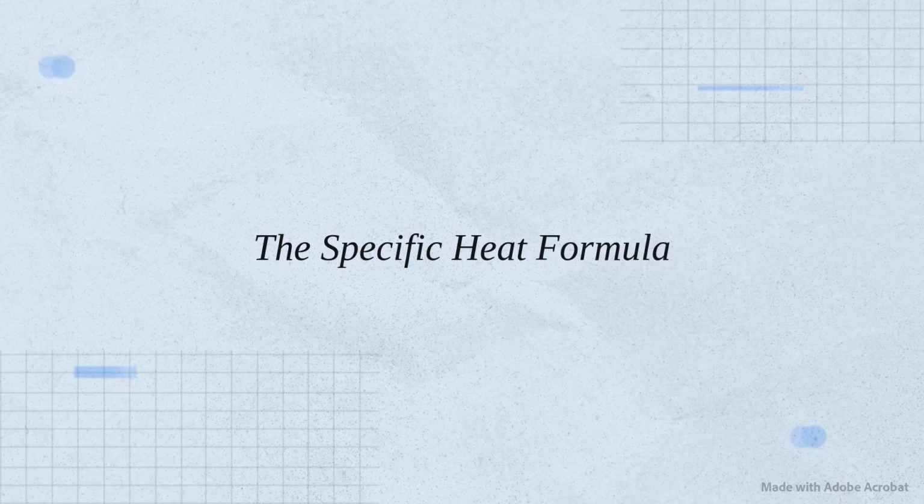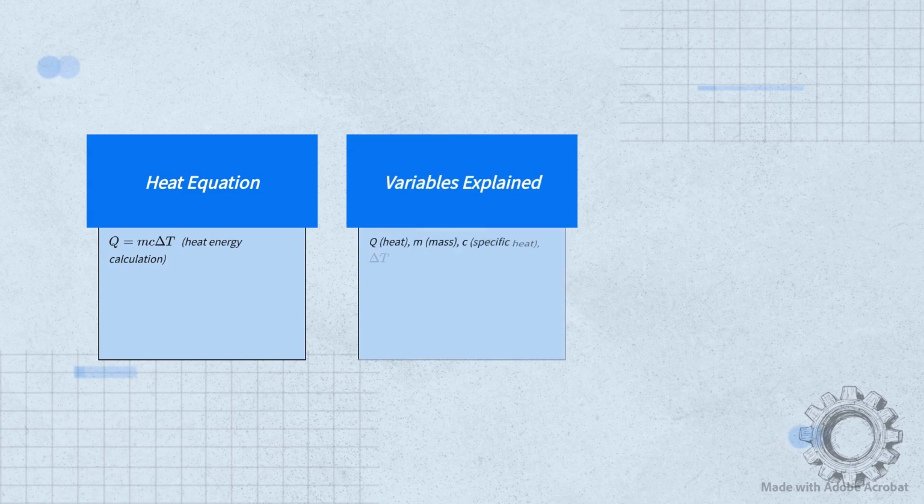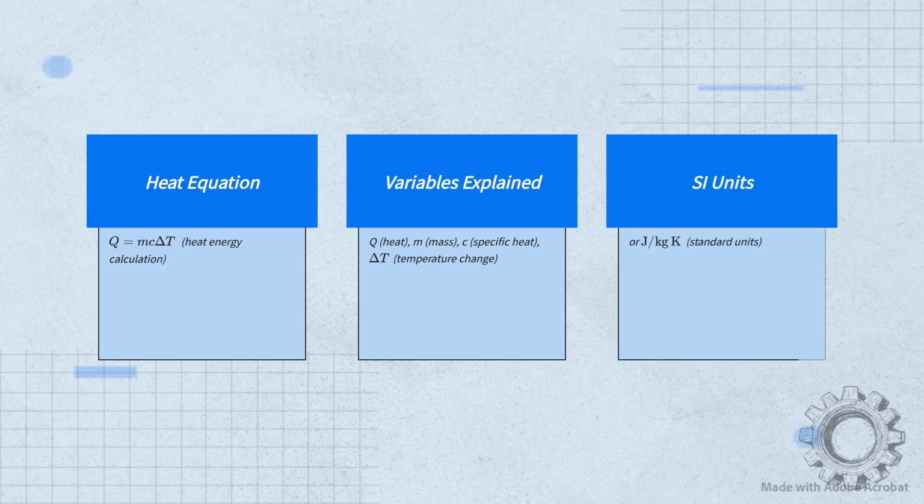Here's how the specific heat capacity formula works, breaking down each part for clarity. The heat equation, Q equals mc delta T, calculates the heat energy required for a temperature change. The variables in the formula are Q for heat energy, m for mass, c for specific heat capacity, and delta T for temperature change. The SI units for specific heat capacity are joules per kilogram per degree Celsius, or joules per kilogram per Kelvin.